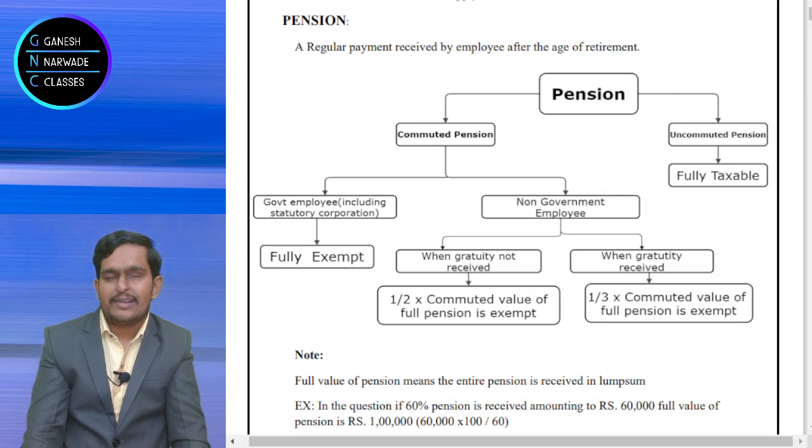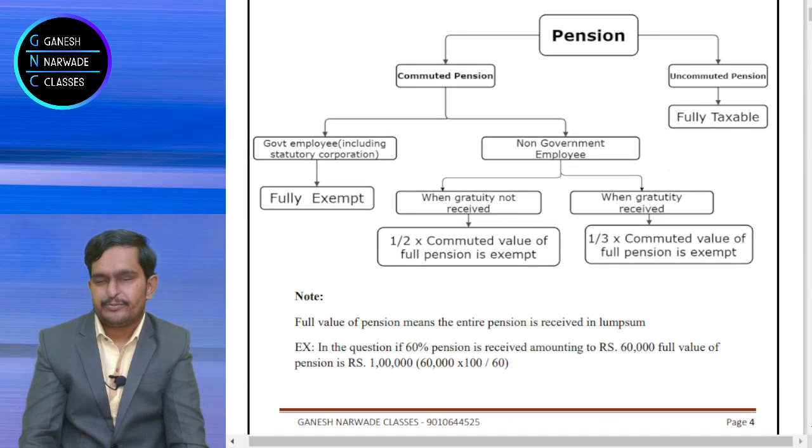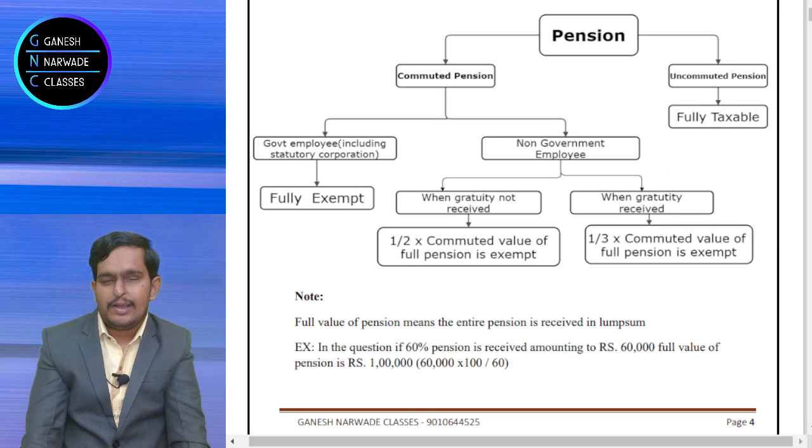Suppose you are in receipt of gratuity, and I continue with the same example. Only 1/3 of the full value of commuted pension is exempt. So 10 lakhs into 1/3, 3,33,333 is exempt. But how much is the received amount? 6 lakhs is received. Minus 3,33,333, so how much? 2,66,667 will become taxable.